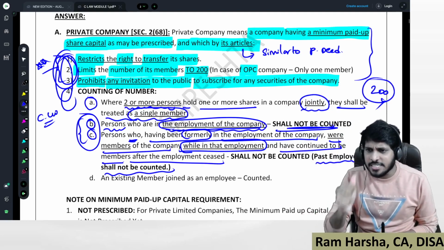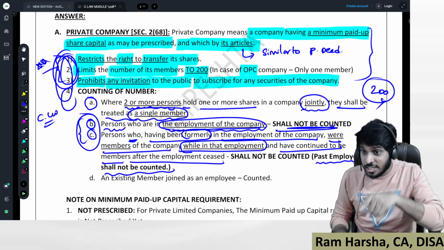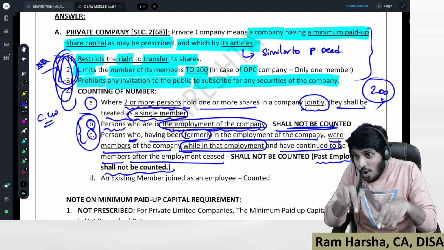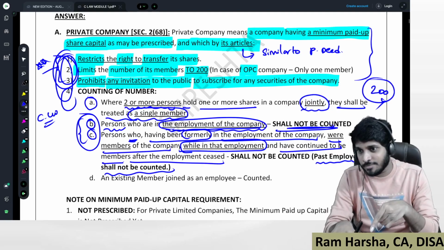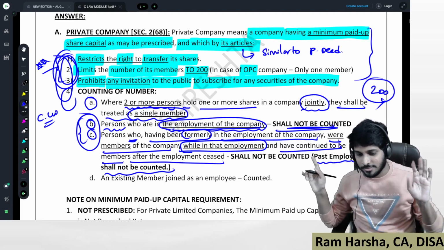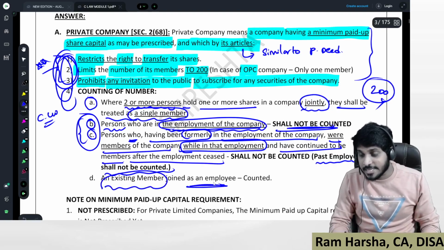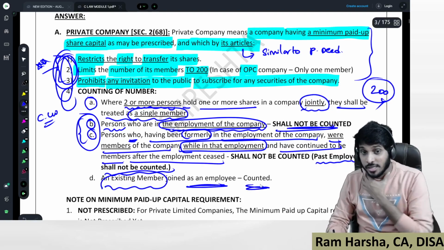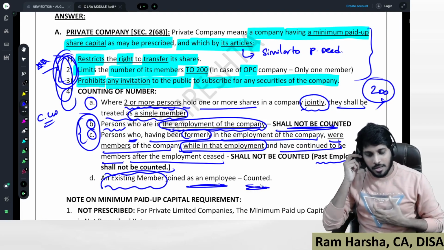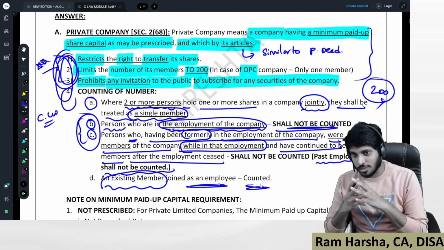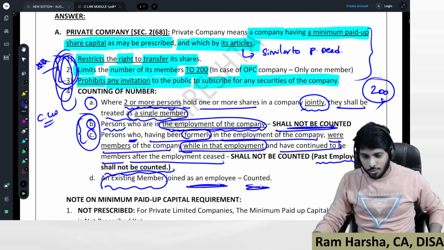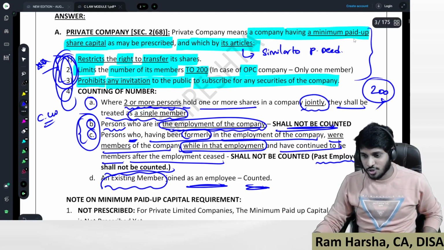Who is not considered in membership? First, he is an employee. In the employment, the company allotted shares to him. Then only he will not be counted. So an existing member of the company who joined as an employee is counted. I hope everyone understood. We'll do one small illustration of this.